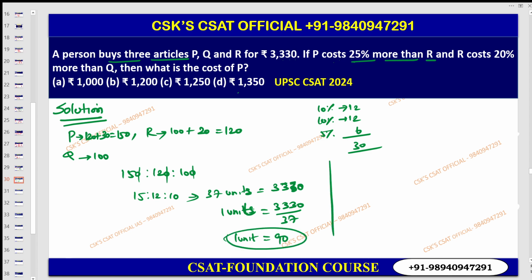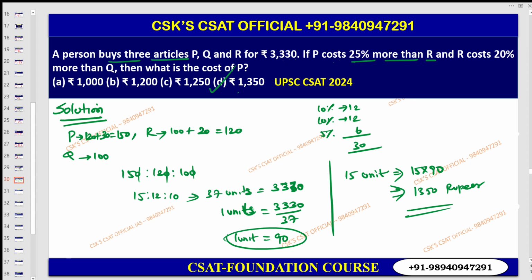What is the question? What is the cost of P? Cost of P here is 15 units. So 15 units is equal to what? 15 into 90. That's it. So 15 into 90 is equal to 1350 rupees. Understood? Shall I move to the next?